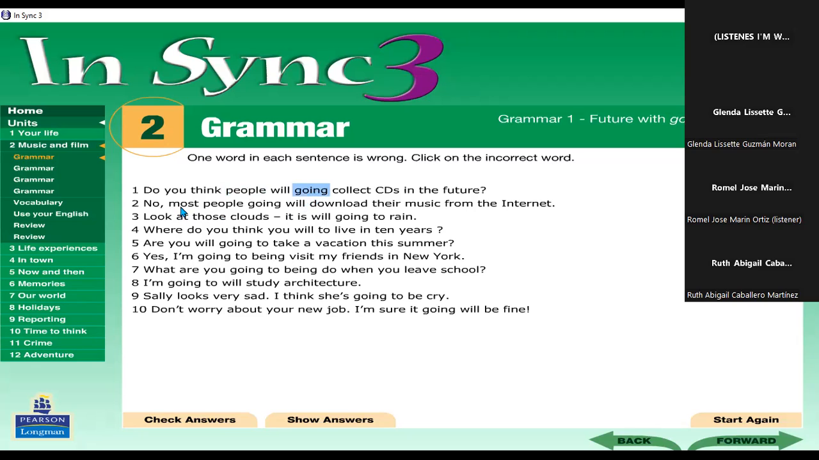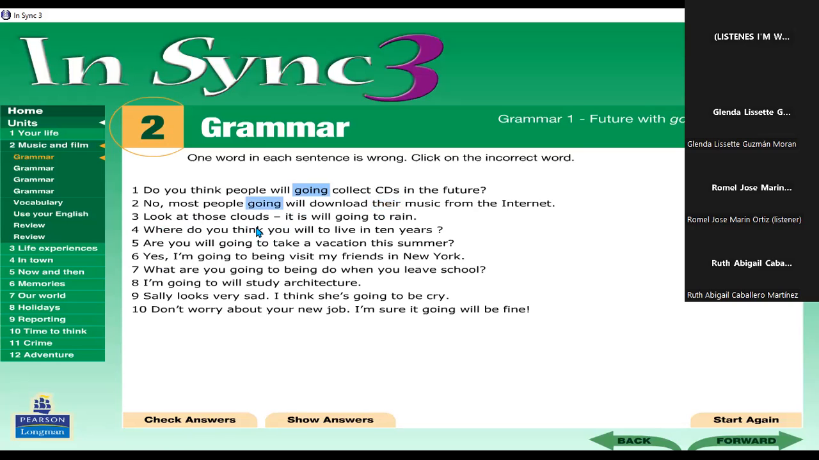Okay, now the number two. Porque no vamos a estar ahí toda la hora. Most people going will download their music from the internet. What do you think is the incorrect word? You have going and you have will. Is there? There. It's there. Do you think that is the incorrect word? Para mí, we're going with will. Okay, going. So going or will? What is the difference? When do you use going to and when do you use will? What's the difference? Ayer se lo explicó. It's going. Okay.